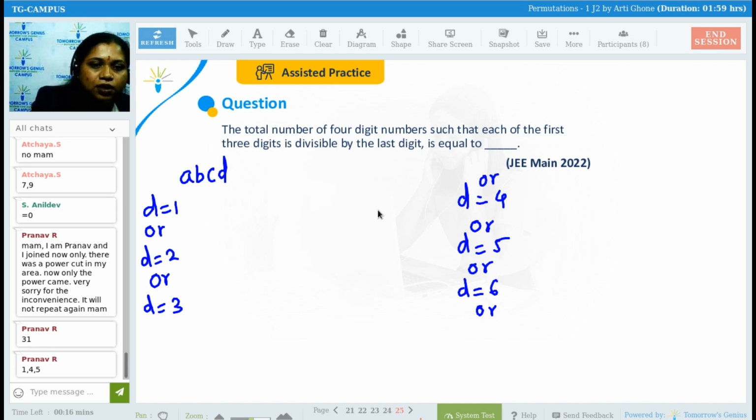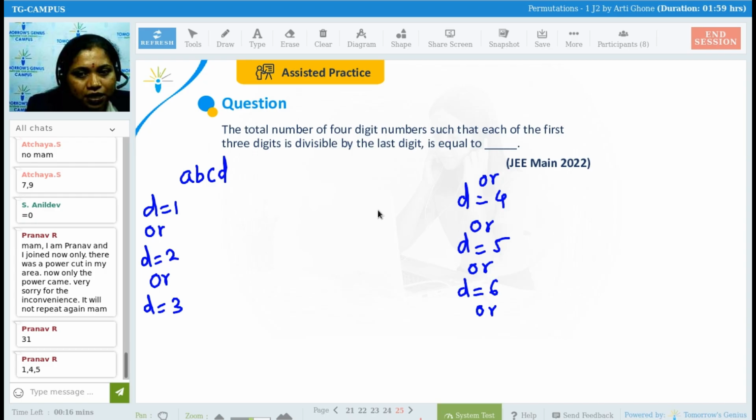Yes, no? We have 4-digit numbers such that each of the first 3 digits, meaning ABC, is different, and D is the last digit, and it is divisible by the last digit. Clear? Okay. Now for 1, what will you think? How many digits are there which are divisible by 1? All 10 digits are there, right? All 10 digits are there.